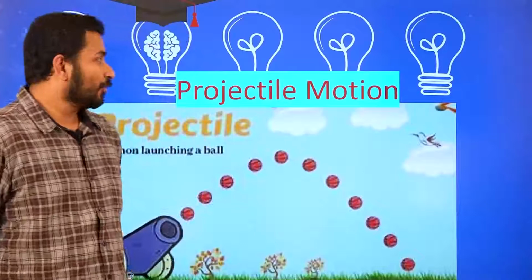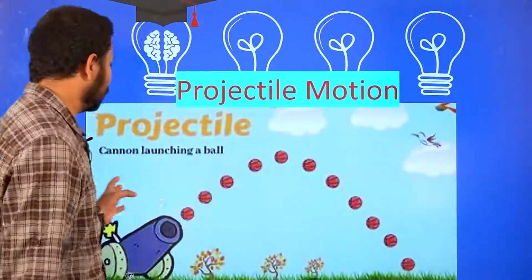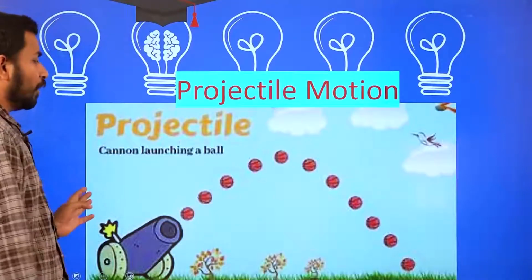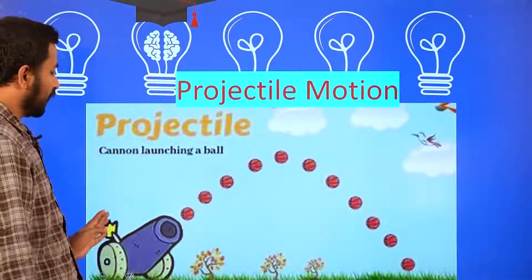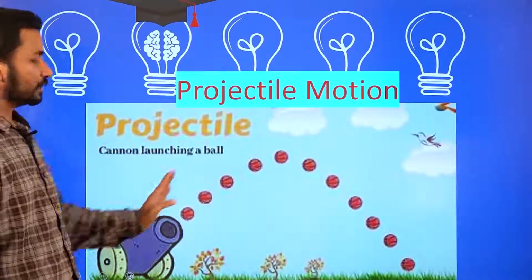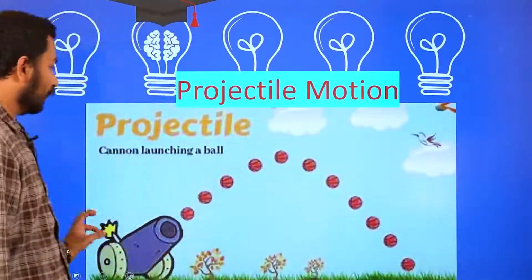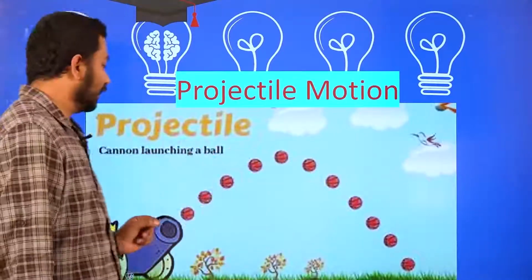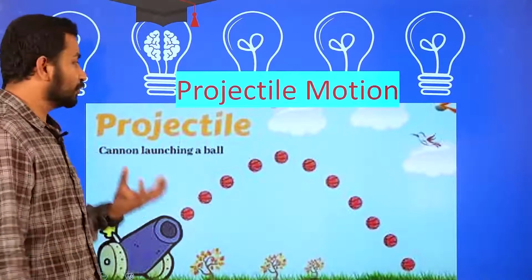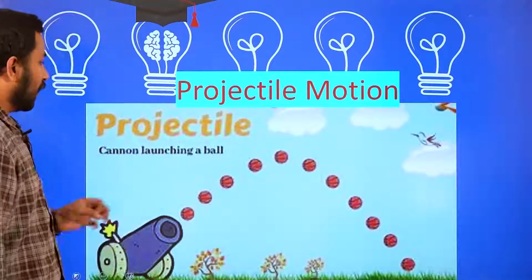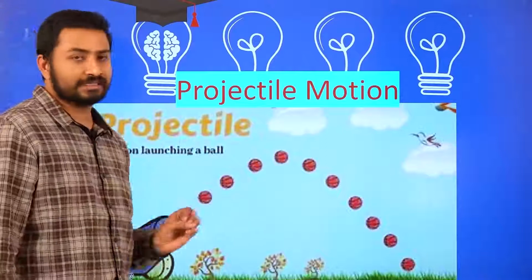Today we are going to talk about one interesting topic called projectile motion. In our day-to-day life, or whenever we are watching some movies or war situations, we have seen that a cannon is launched like this and it lands from here to here. This cannon launching is nothing but an application of physics which is called projectile. Let's see how we are going to analyze this projectile motion.